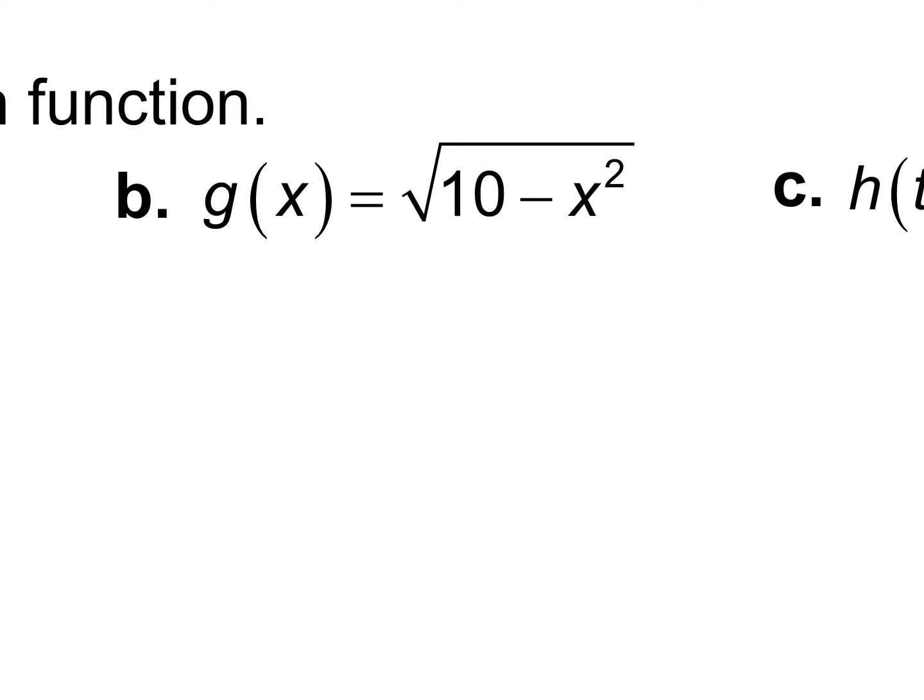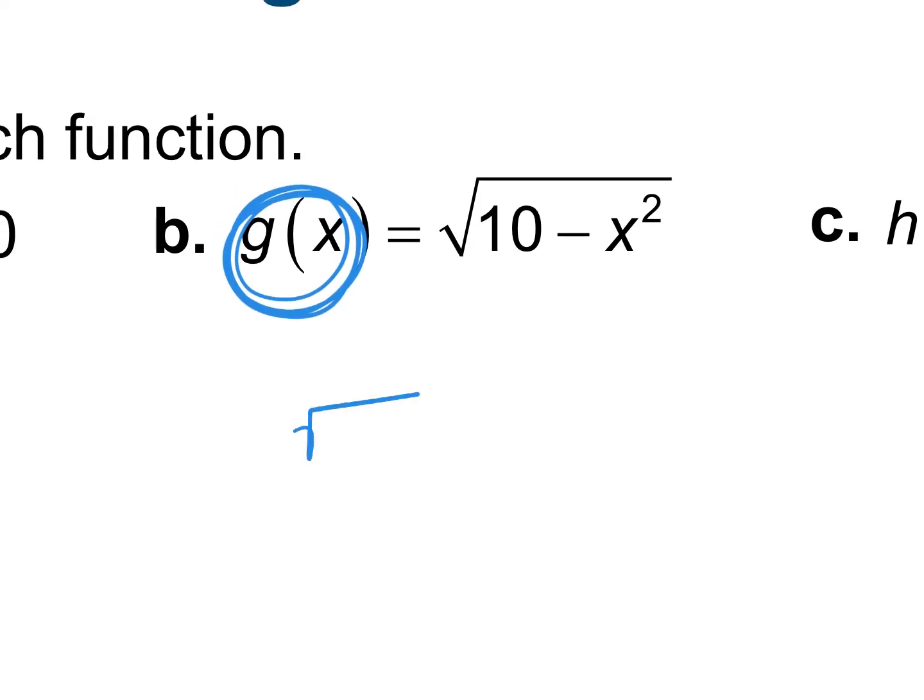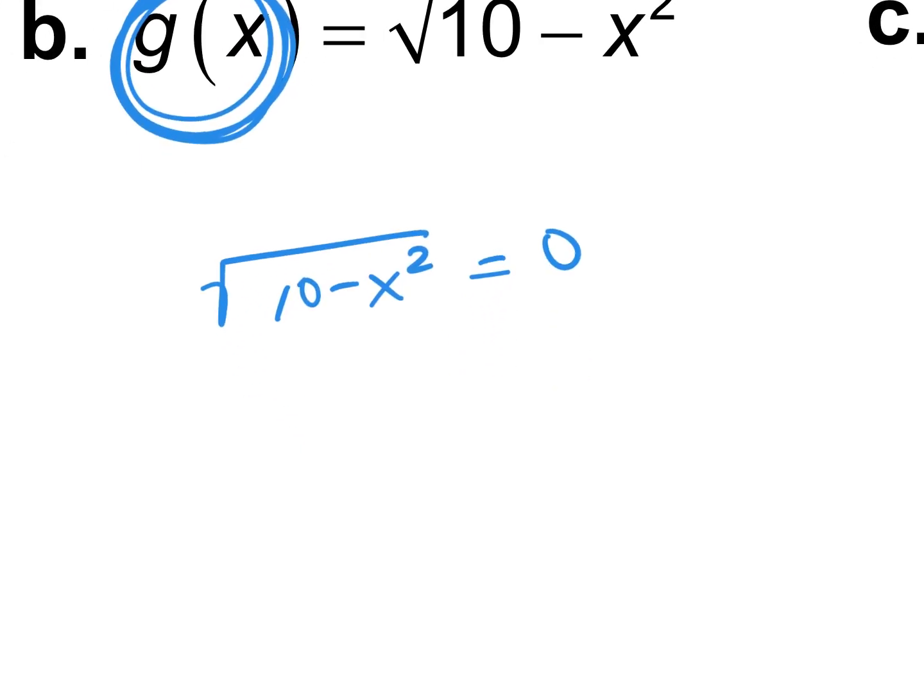All right, look at B. B's a little different. This isn't a factoring problem. But the first thing we're going to do is plug in 0 for y. So I have the square root of 10 minus x squared equals 0. How do I solve this? How do I get a square root to go away? You square it. What you do to one side, you do to the other. When we square a square root, it cancels out. So I have 10 minus x squared equals 0.